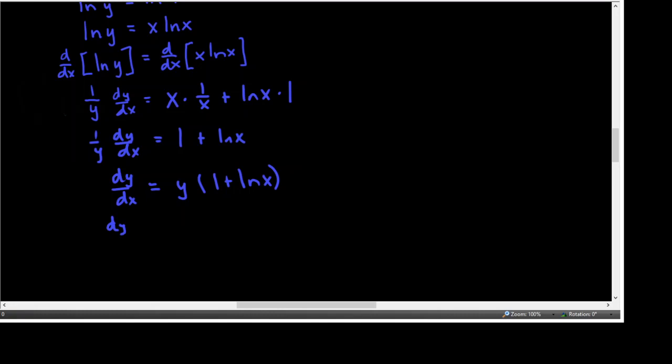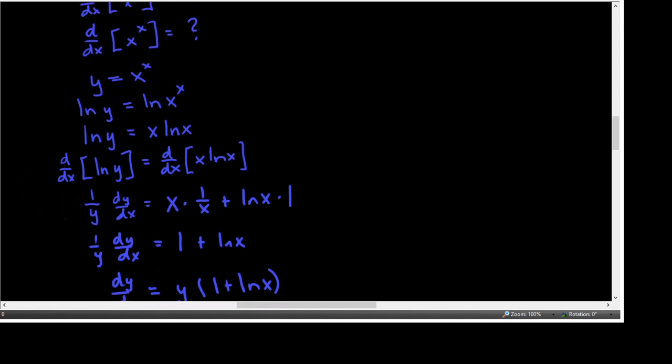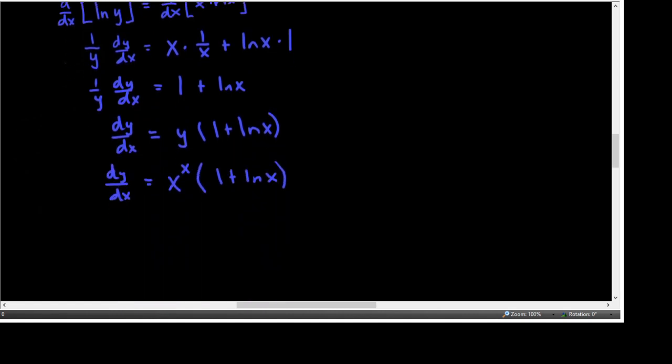Then, to finish the problem so that our answer is completely in terms of x, I'm going to replace y with the original value of y that we started with, x to the x, times 1 plus ln of x. And so that answers the question of what is the derivative of x to the x. That question mark up there, there's the answer right down there at the bottom.